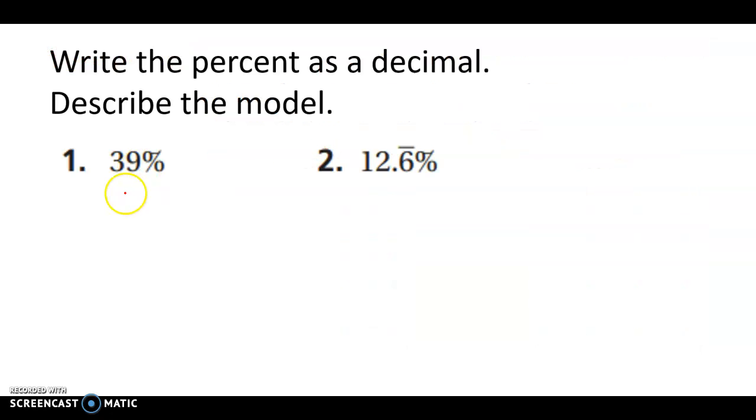So 39%. If we have 39, the decimal's right here. We've got to move it 2 places to the left. So we get 0.39. And this one right here, you want to move the decimal place 2 places to the left. So you get 0.126. But don't forget to put the line over the 6. All right, turn the page.